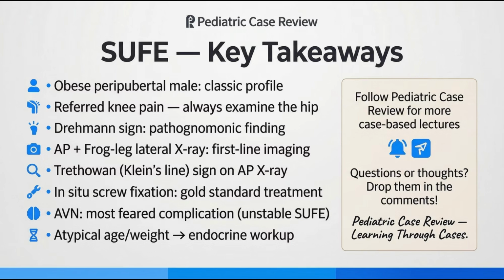First-line imaging is anteroposterior pelvis plus frog leg lateral X-ray, and the Trethowan sign on Klein's line confirms the diagnosis. Gold standard treatment is in situ screw fixation. Never attempt forceful reduction. Avascular necrosis is the most feared complication, especially in unstable cases. Atypical age or weight always triggers an endocrine workup.